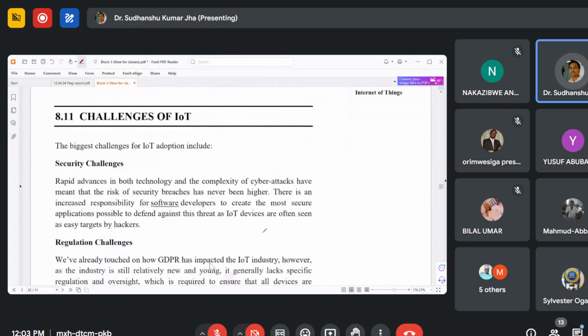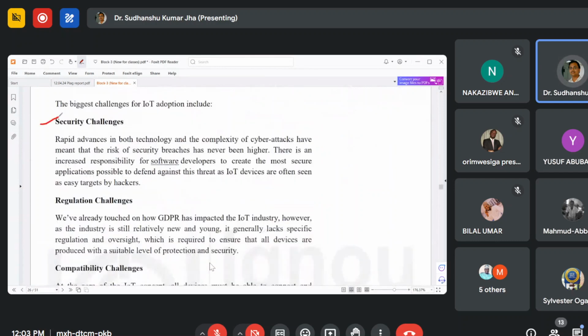So, challenges of the IoT: security. Security is one of the challenges. Whenever we talk about any kind of communication technology, as it is transferring data from one location to another location, there is always a chance of data leakage, or a chance of attacks by data attackers, cyber attackers, to steal the data. So security is always a challenge.